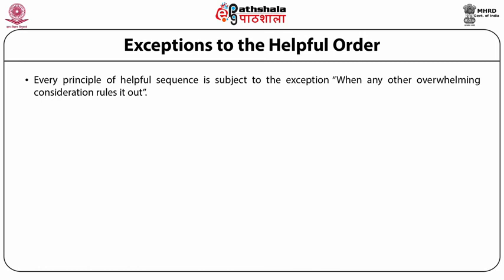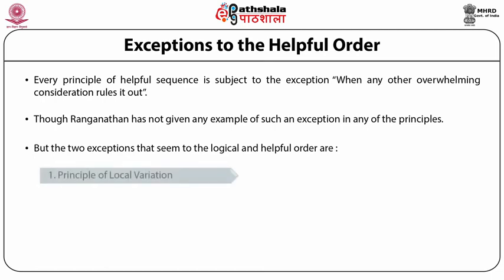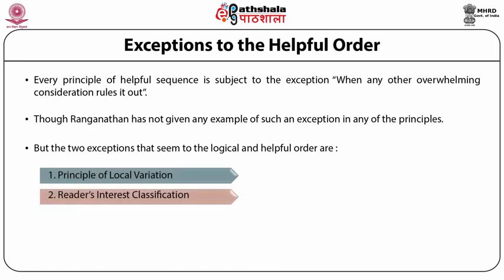Ranganathan has not given any example of such an exception in any of the principles, but the two exceptions that come to mind, which seem to be logical and helpful, are the principle of local variation and reader's interest in classification. So, if the principle of local variation or the interest of readers in classification is overwhelming, more demanding, then this order in array can be changed to make the classification more useful, utilitarian and acceptable to the users.